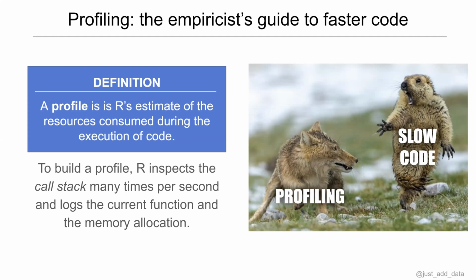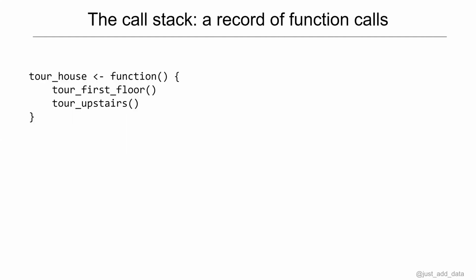To build a profile, R inspects the call stack many times per second and logs the current function and memory allocation that it sees each time it inspects that call stack. Okay, so to understand a profile, we need a better picture of what the call stack is. Let's take a look at that.